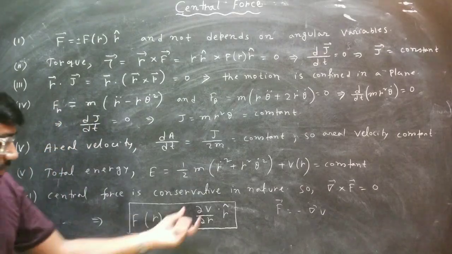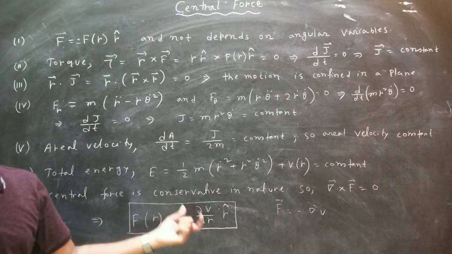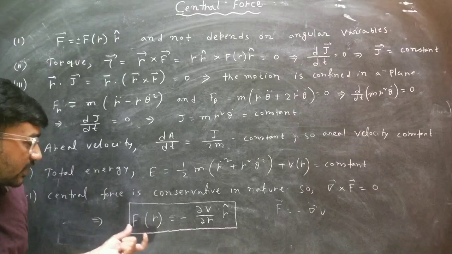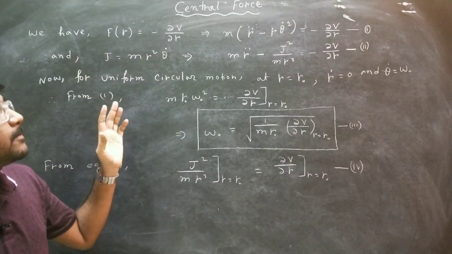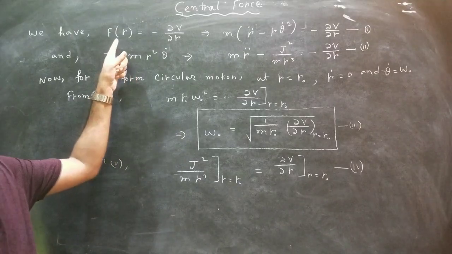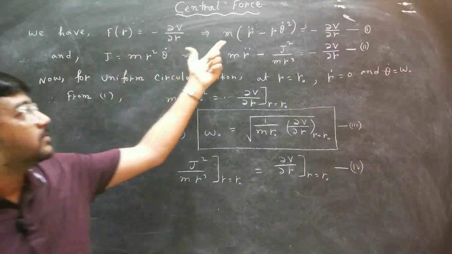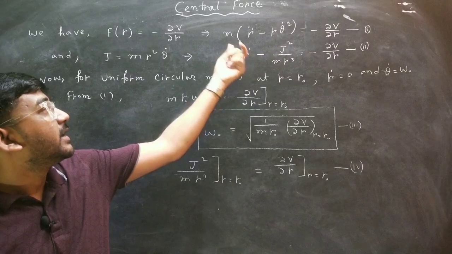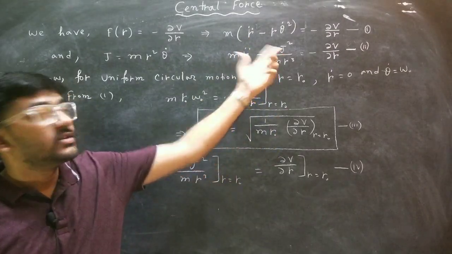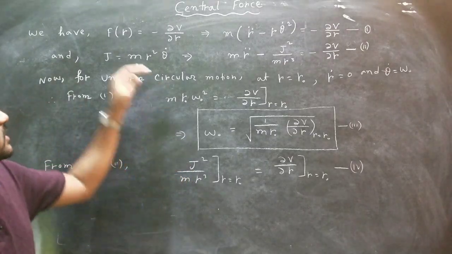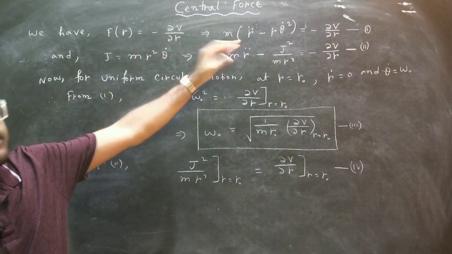But here we will use this as f of r is only a function of r. So you can write in this way also that the magnitude of f of r is minus del v upon del r. So we can write the form of f of r, that is mass into acceleration in the radial component, and the acceleration along the radial component is r double dot minus r theta dot square, and that is equal to minus del v upon del r. So you just write this equation in this form.